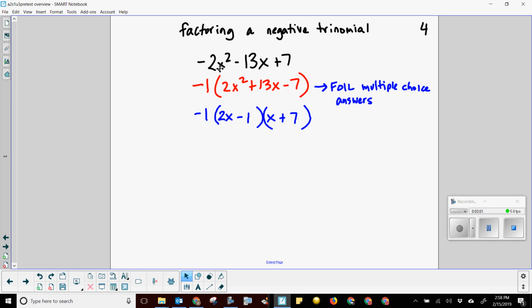Factoring a negative trinomial, I will say if you have a negative in the very, very front, pull out a -1. You can see it changes all the signs, and then you could FOIL the multiple choice answers from here, or factor it the real way. Take out the -1. And then if you FOIL and you don't put in the -1, you should FOIL to get this, and then distribute a -1 in and make sure you get back to the beginning.